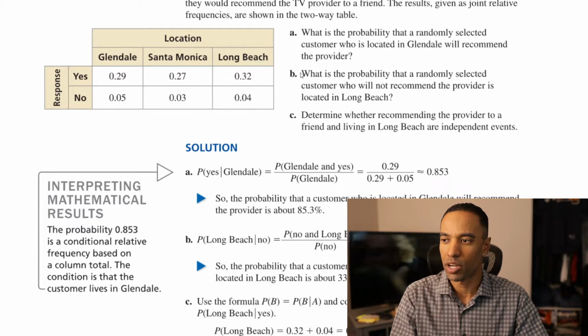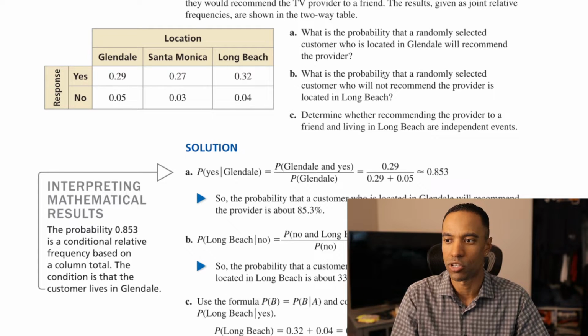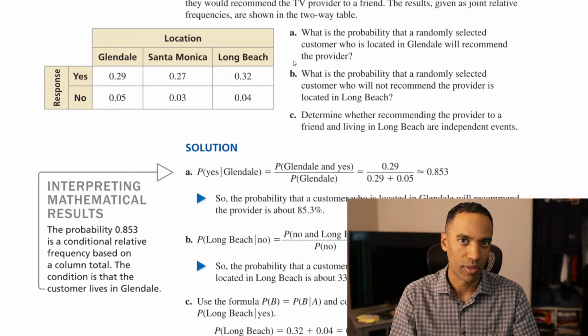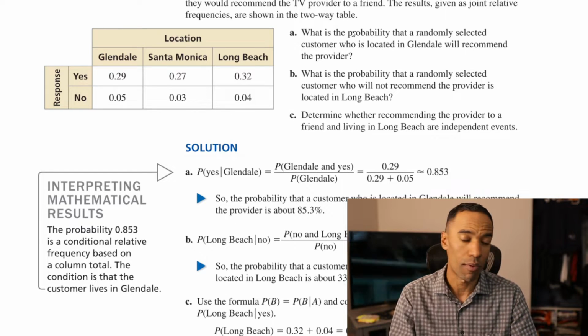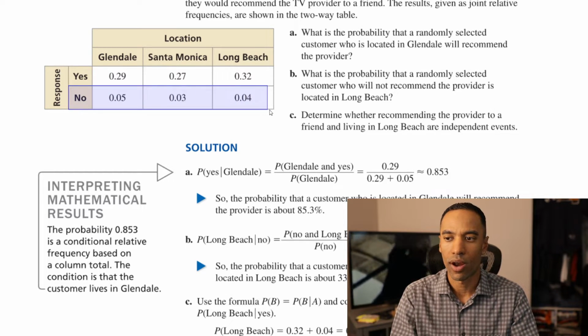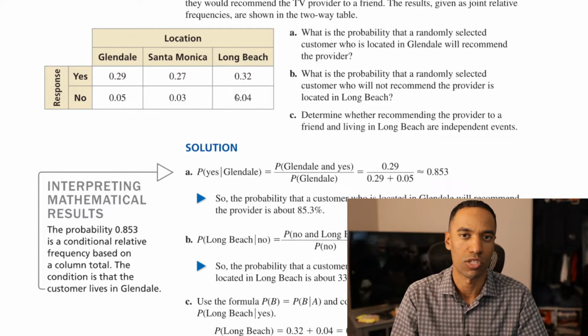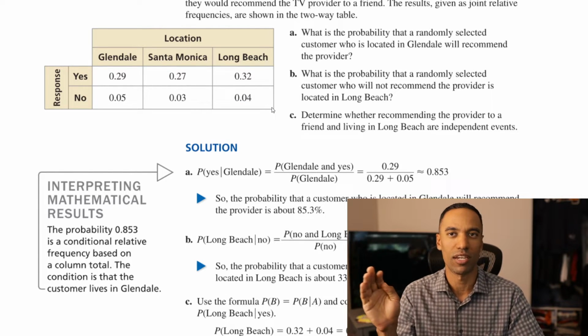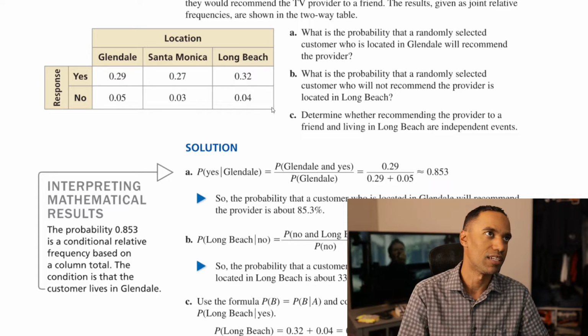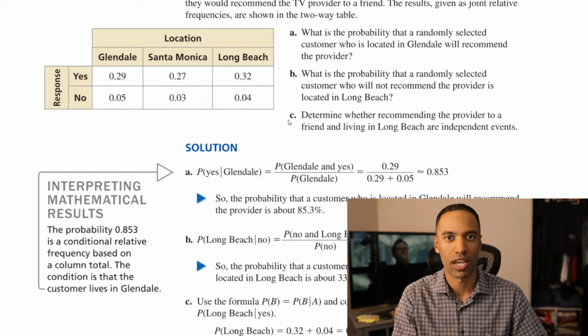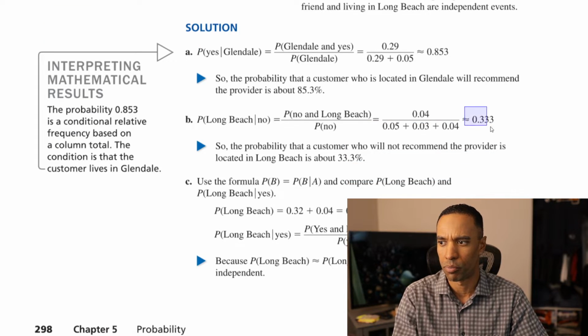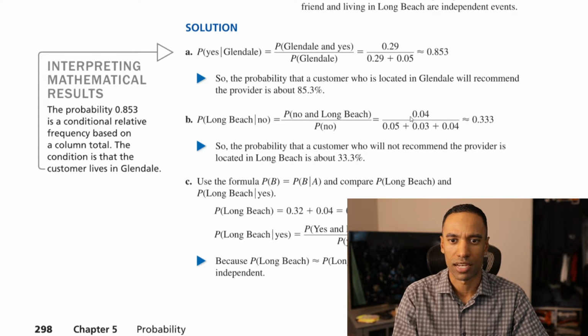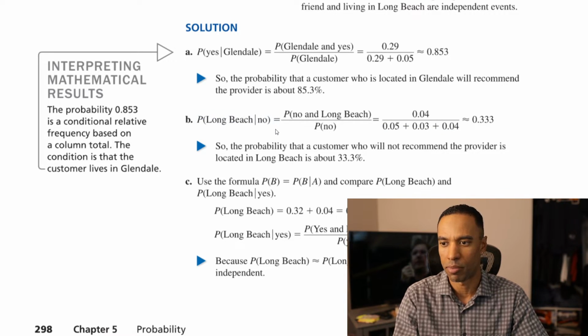Part B, what's the probability a randomly selected customer who will not recommend the provider is located in Long Beach? By the way, for conditional probability, they could also say given that they did not recommend it. So we're looking at the no crowd. And among the no crowd, if you add that result, 5% plus 3% plus 4% is 12%. So among that 12%, not 4% of the 12%, but 4% out of 12% are in Long Beach, and that's a third of all of them, so 33.3% there. So there's that division by taking the total of all the no's. Again, this is conditional probability, Long Beach, given that there are no.